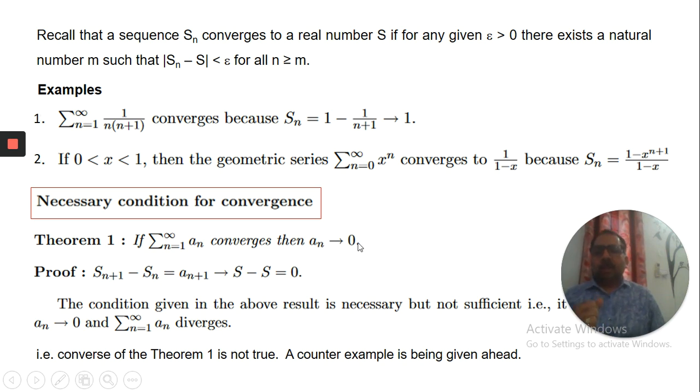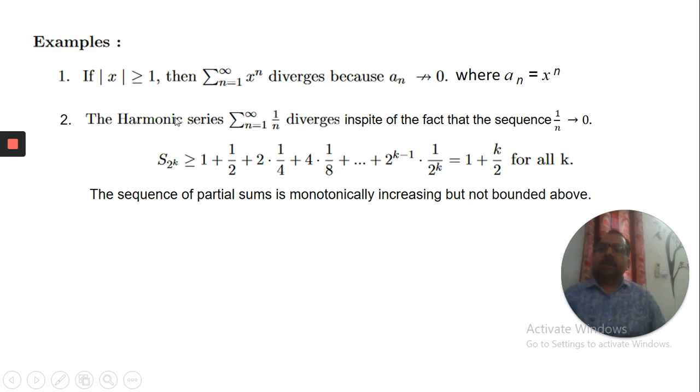But the converse of this is not true. That is, if a sequence converges to 0, then the summation a_n may not converge. We shall see this in some examples. So consider this example.